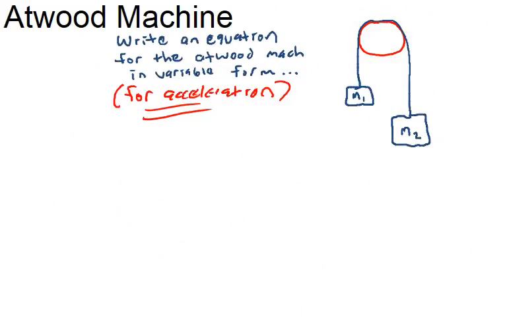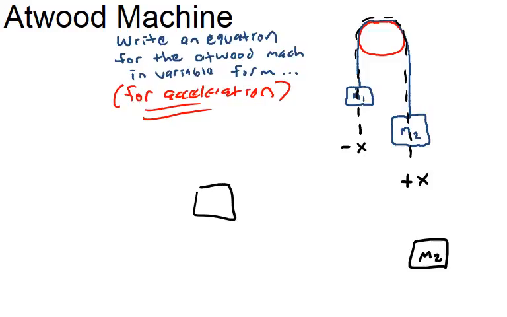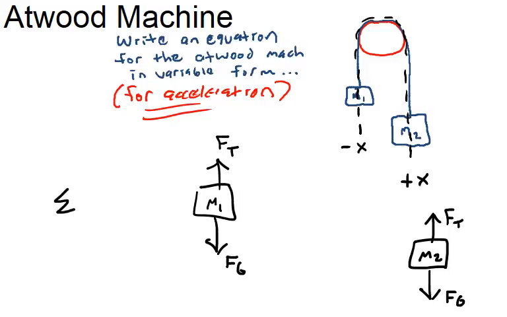All right, so how about for an Atwood machine? If you remember, for an Atwood machine, we take the coordinate axis, goes all the way around. This is the positive x, this is the negative x. And we want to get the acceleration of the system, so two separate free body diagrams, m2 over here and then m1 over here. And for mass 2 we got the force of gravity going down, force of tension going up. For mass 1, force of tension going up, force of gravity going down. We set up our sum of the forces equals m1a, sum of the forces equals m2a.